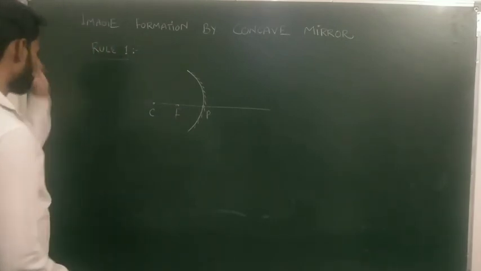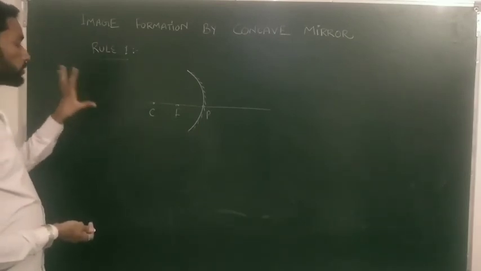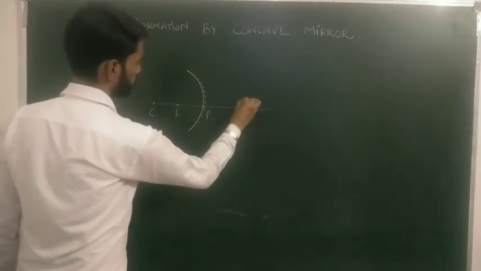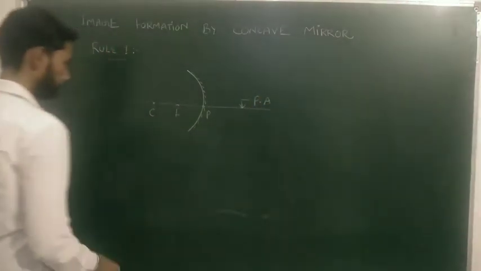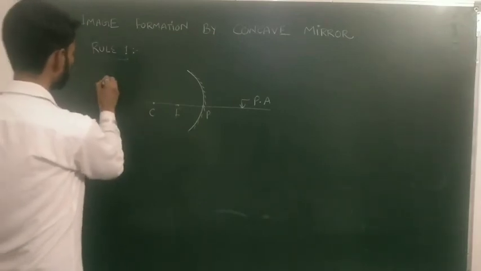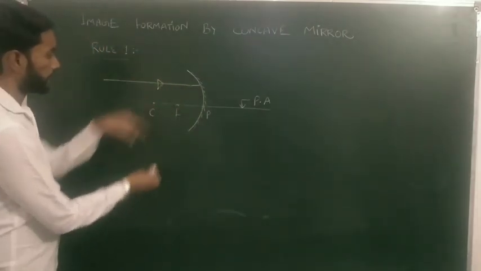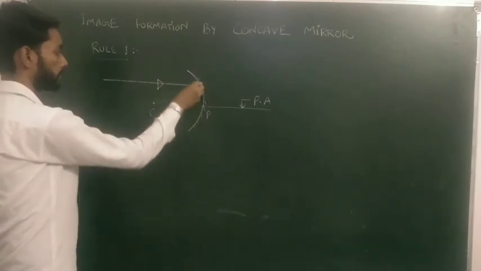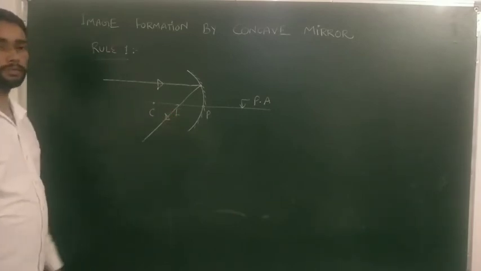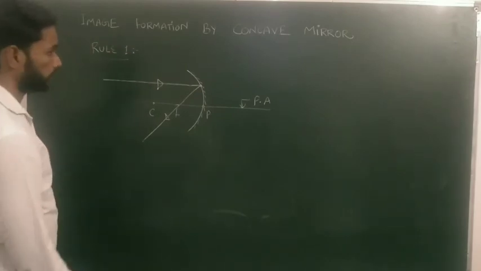The first rule is: if a ray of light which comes from an object is parallel to the principal axis, after reflection it goes through the focus point. So this is rule number 1.